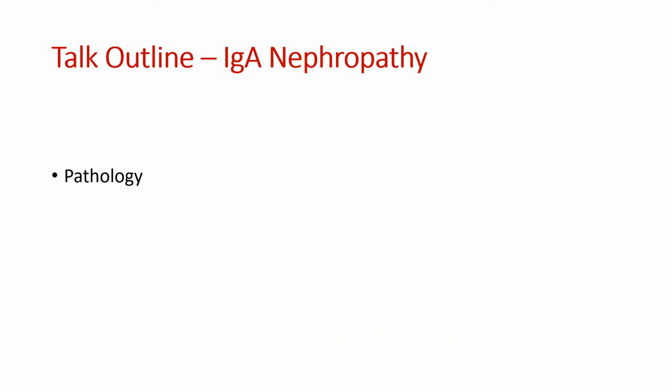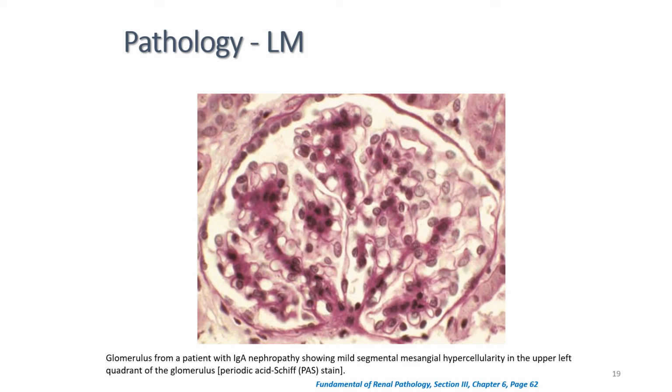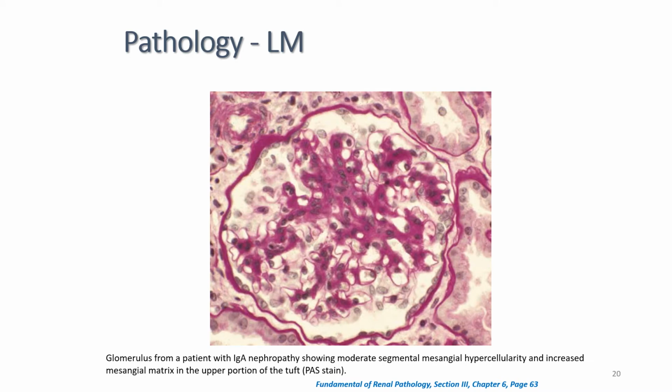Regarding the pathology, I will go rapidly through it. Here there is mesangial proliferation, IgA nephropathy. IgA deposits are mainly in the mesangium, causing mesangial proliferation and mesangial expansion with many cells in the mesangium. Here is another shape, mesangial proliferation and expansion.